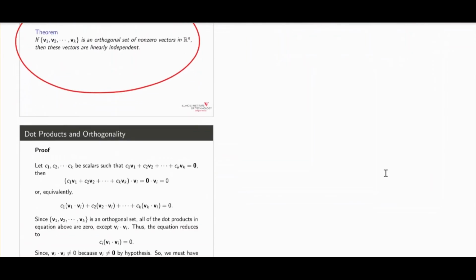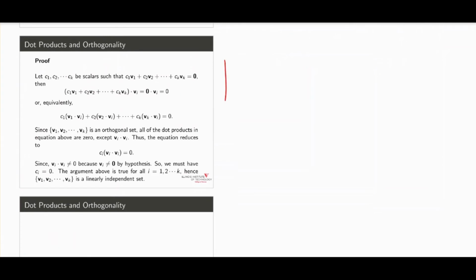Why do orthogonal sets give you linearly independent sets? Well, not so difficult to see either. This is the proof of the theorem. In fact, it's pretty easy to understand what's going on here. What we do is, again, nothing fancy. We start from the definitions. If you have V1, V2, all the way to Vk, let's say these are orthogonal sets. We want to show that they are linearly independent. How do we do that?